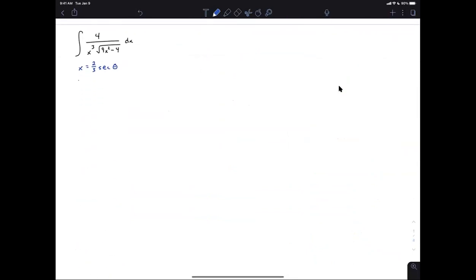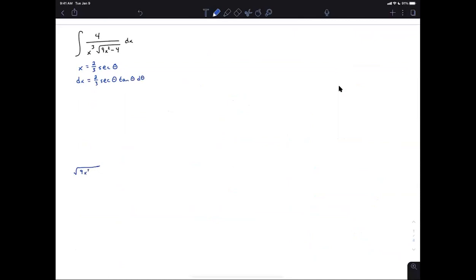dx is then the derivative of that times d theta. The derivative of secant theta is secant theta tangent theta. And so we get dx as 2/3 secant theta tangent theta d theta. And now I'm going to go to the side to deal with the square root. So I'm going to go to the bottom left of the screen, but I would do the square root stuff not within the integral. I think it's a lot easier to keep track of.